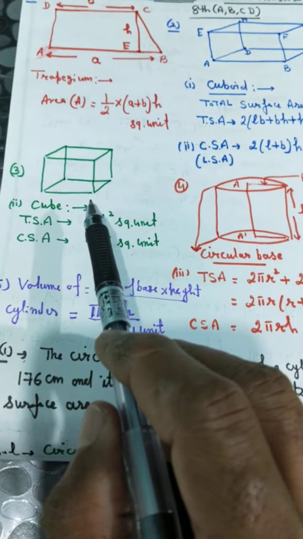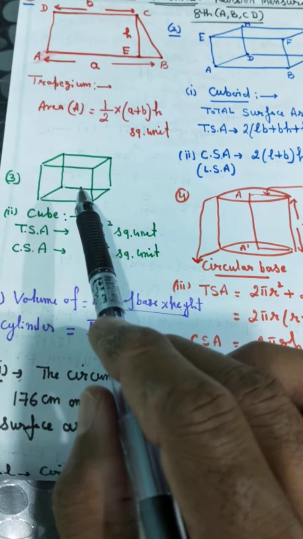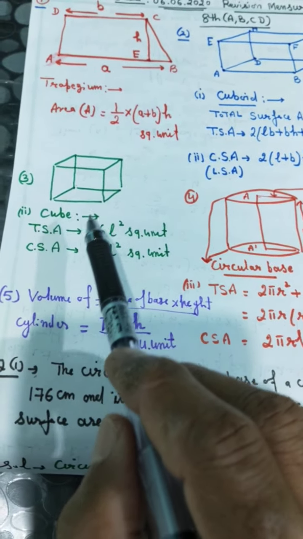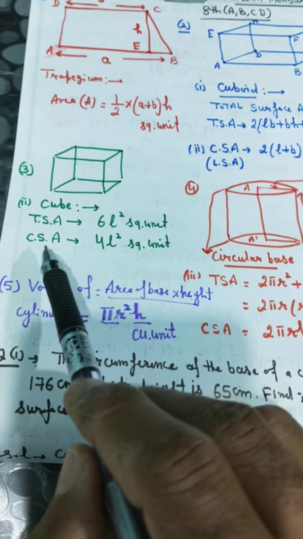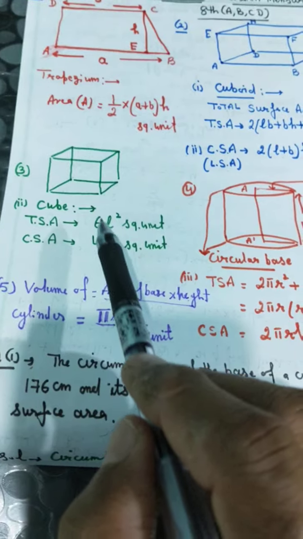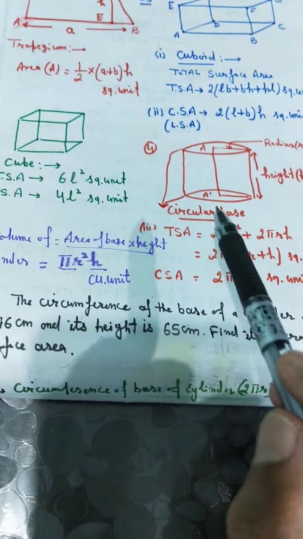Next, cube. Each face of a cube is square in shape. So the total surface area is equal to 6l square, and the curved surface area or lateral surface area is equal to 4l square. Again, we do not consider its top and bottom surfaces.